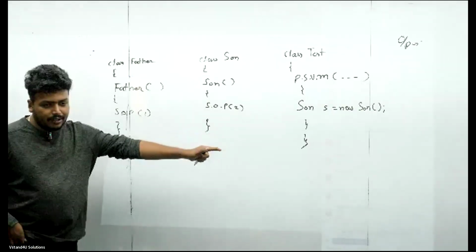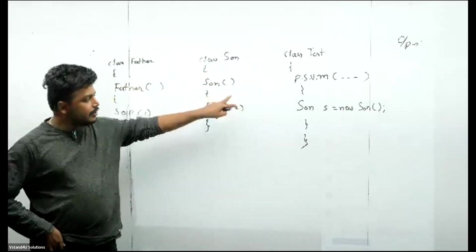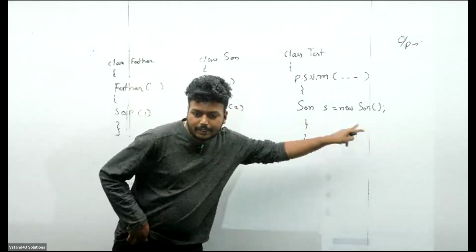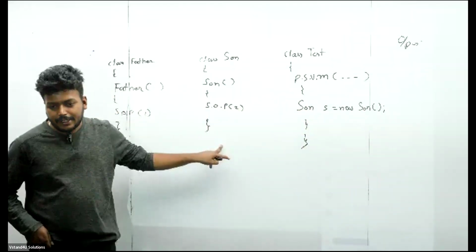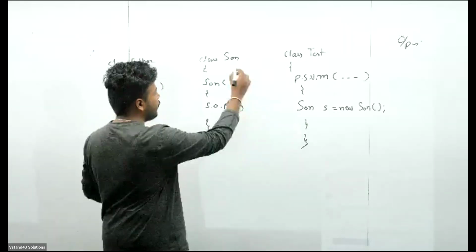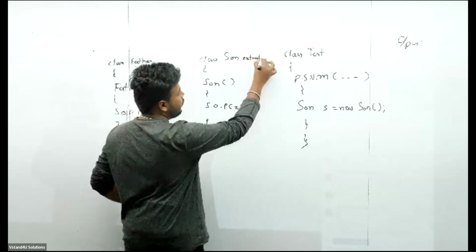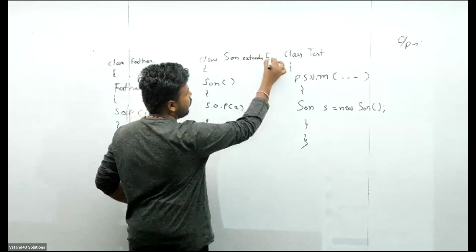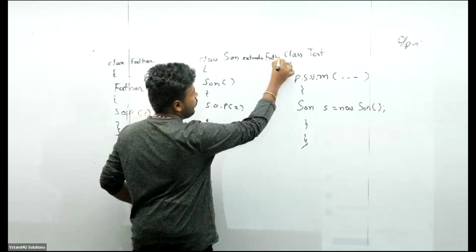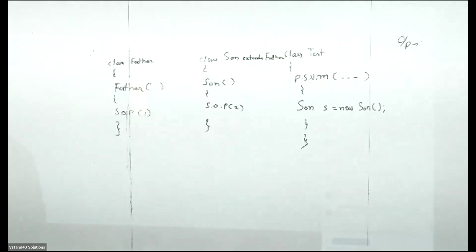See, I have created the object. That constructor will call this. This is the non-parameterized constructor. Then it will print two. Okay, now tell me the output. Two only. Pakka.